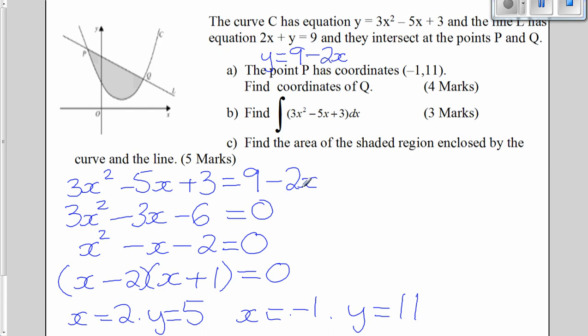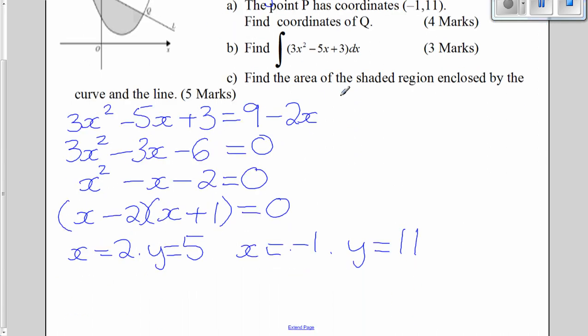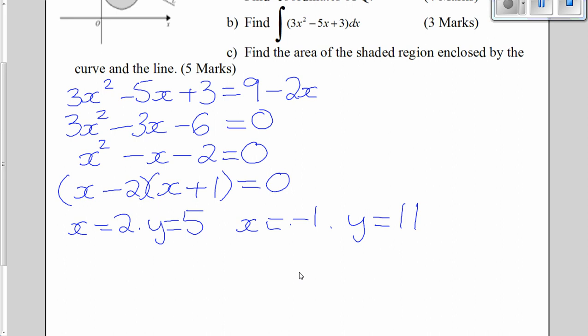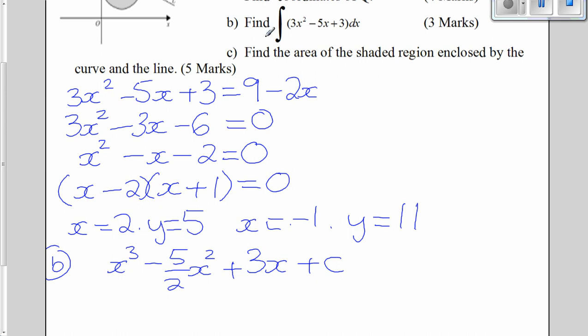So what we've got to do now is actually do some integrating. And we're doing this integral. So for 3 marks, we're just being asked to do that integral. Let's see if I can see it on the page still there. So for part B, the integral of that is going to go to x cubed divided by 3, so that 3 cancels out. Then I'm going to get 5 over 2 x squared plus 3x. And there is going to need to be a plus c there because it's an indefinite integral. I haven't got any numbers to work with.